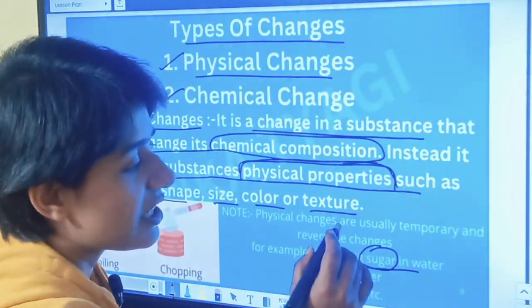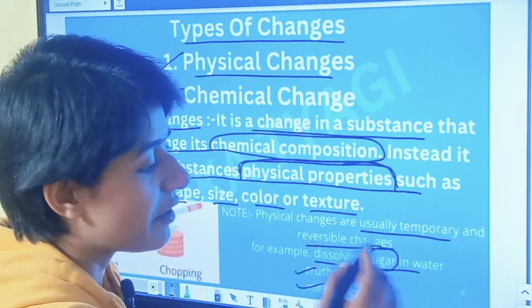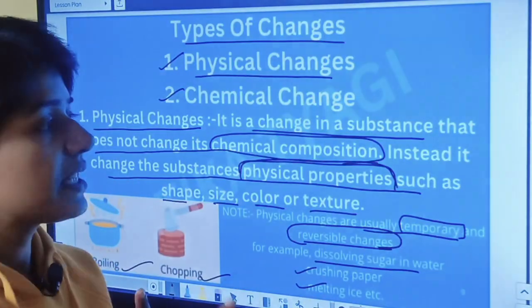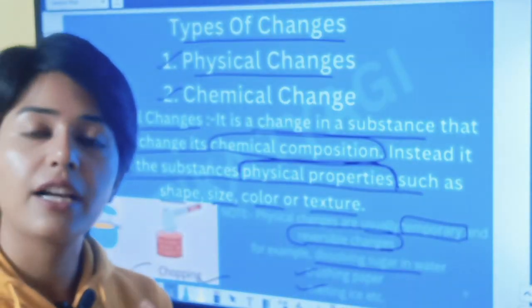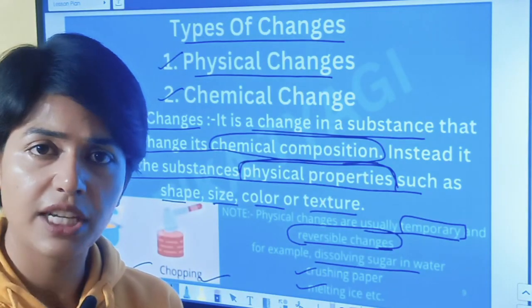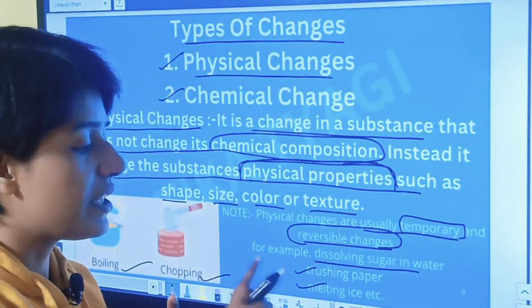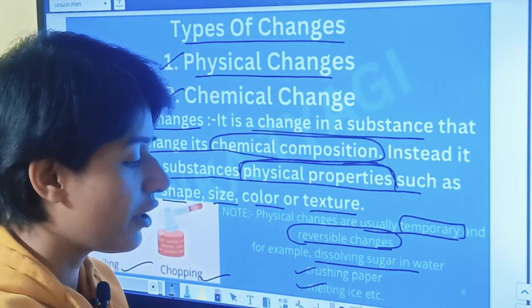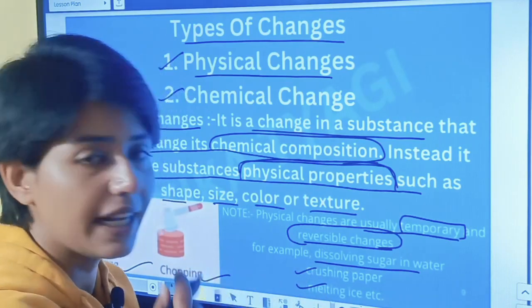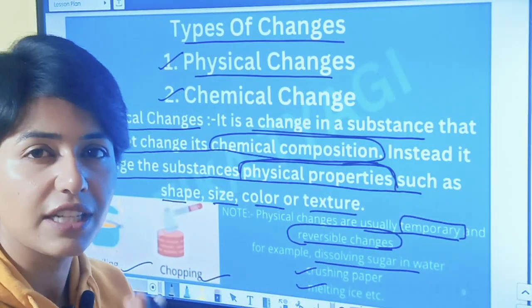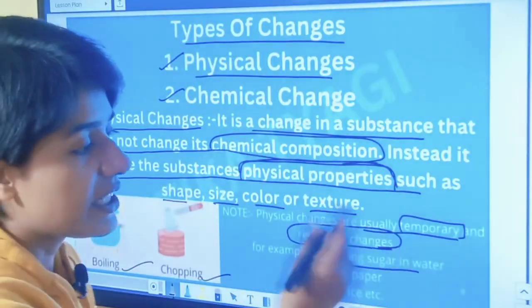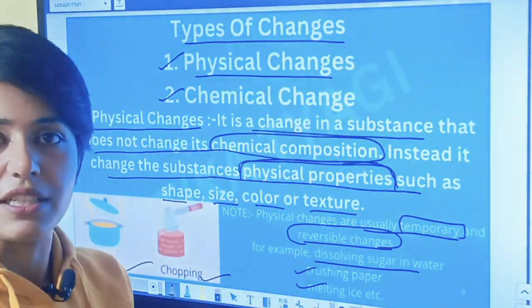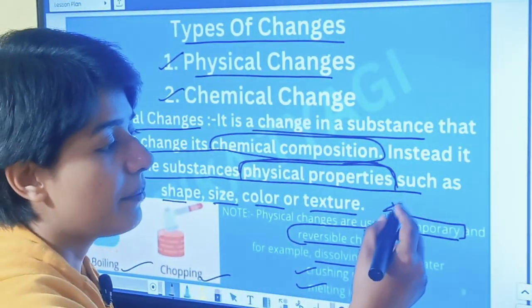Note, physical changes are usually temporary and reversible changes. Physical changes are the changes in which the physical properties of a substance undergo change, not chemical changes. Physical change examples: dissolving sugar in water, crushing paper, melting ice, boiling of water, freezing of water. Physical changes are temporary and reversible changes. These points we have to memorize.